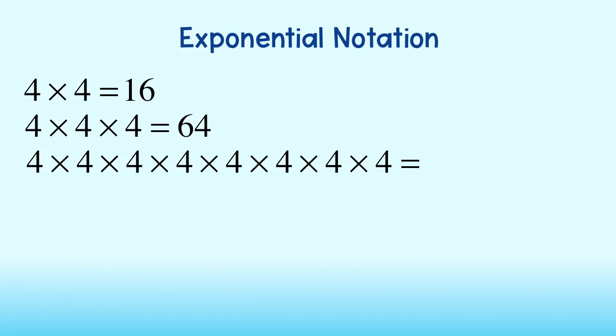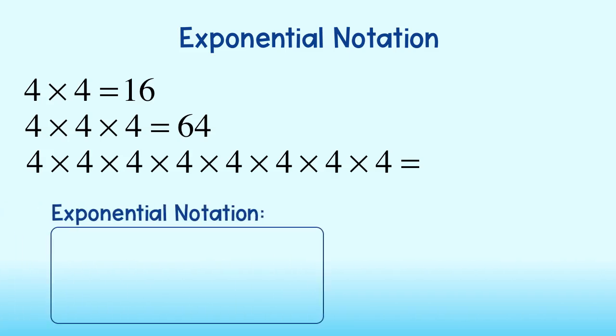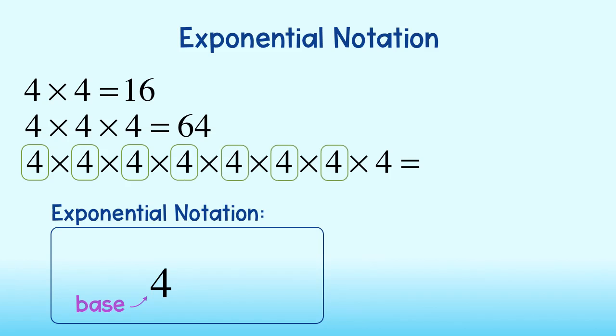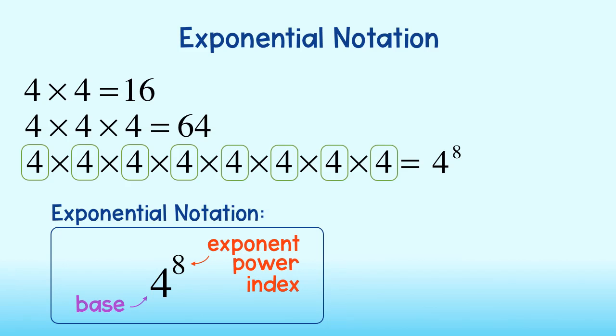We can write it in exponential notation. We write 4 as our base, and 1, 2, 3, 4, 5, 6, 7, 8 as our exponent. This is also commonly called the power or the index. We read this as 4 to the 8th power. Wow, that was so much easier.